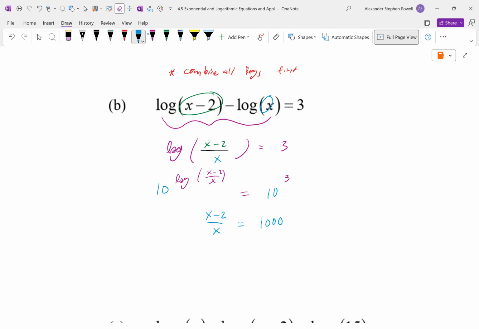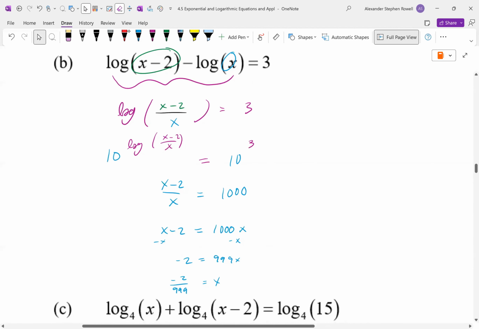We're left with the rational equation. How do we solve it? Multiply by x. x minus 2 is equal to 1,000x. Yeah, because the x is on the same side. Negative 2 is equal to 999x. So x equals negative 2 over 999.